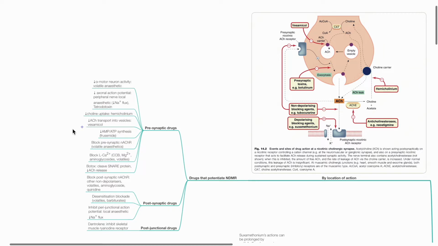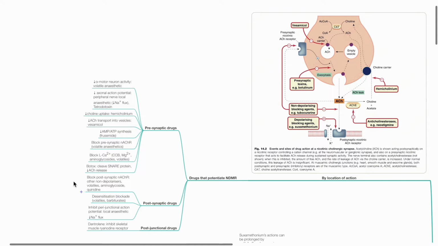synthesis, volatile anesthetics by blocking presynaptic nicotinic acetylcholine receptors, calcium channel blockers, magnesium, aminoglycosides, and volatile agents by blocking L-type calcium channels, Botox which cleaves SNARE protein and reduces acetylcholine release. Postsynaptic drugs include those that block postsynaptic nicotinic acetylcholine receptors, such as non-depolarizing muscle relaxants, volatile anesthetics, aminoglycosides, and quinidine.